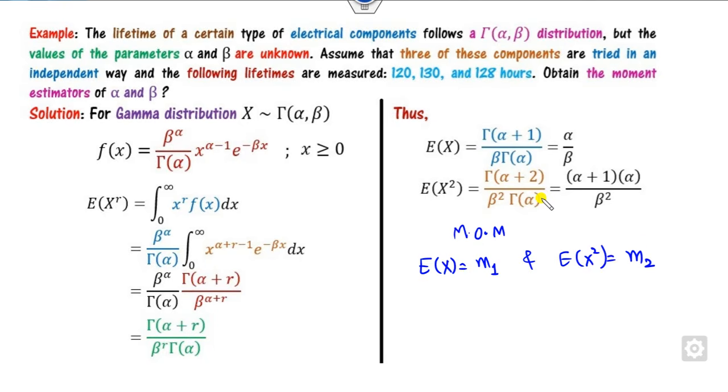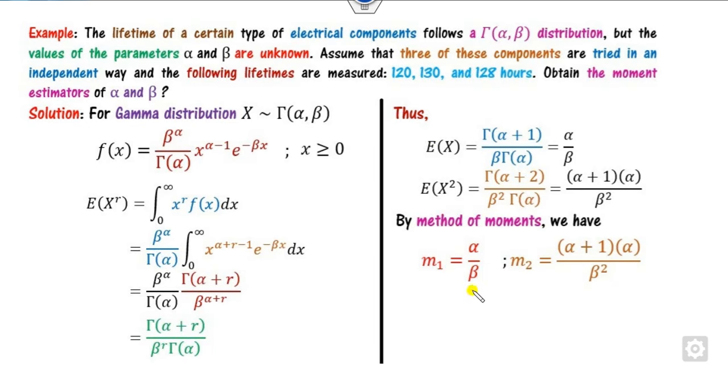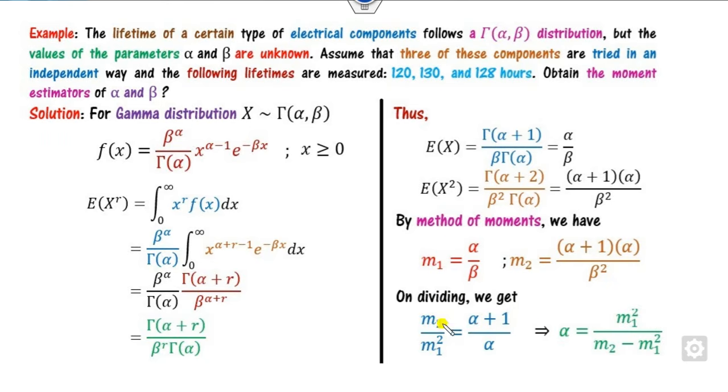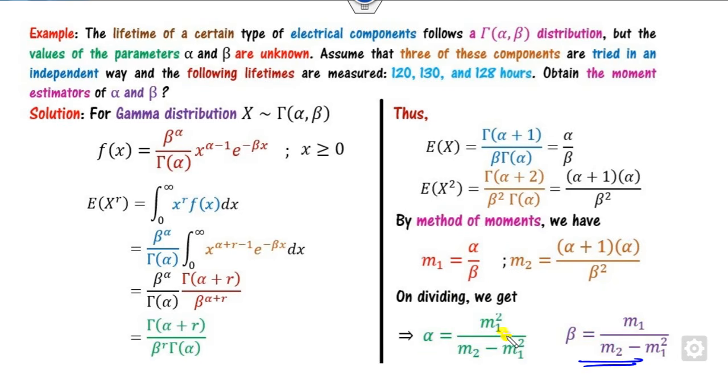So that is, you can substitute this value. E of x is alpha upon beta, which is my m1, and alpha plus 1 alpha upon beta square is my m2. Now on solving these two equations, you will find the value of alpha and beta. How do you solve them? You can see it's a beta square, we can find the value of the beta here and substitute in this case, or otherwise we can scale them and then divide. Once you scale them and divide, you will get the value of alpha here. We can substitute this value of alpha here, and you can find the value of beta. So these are the estimators for these unknown parameters.